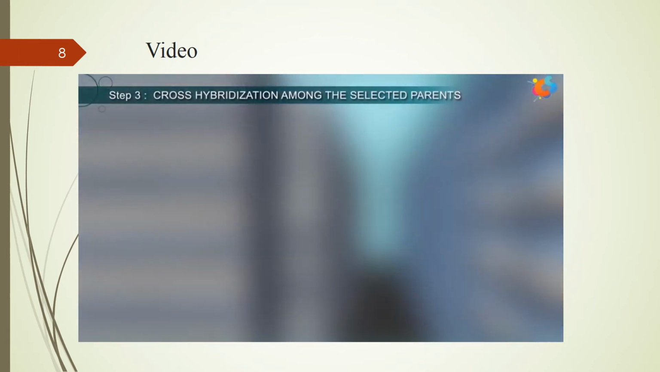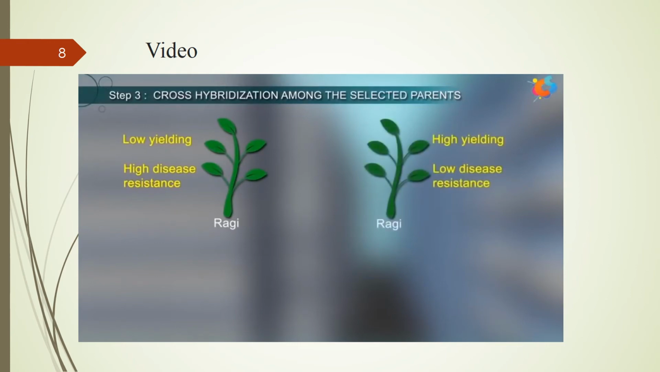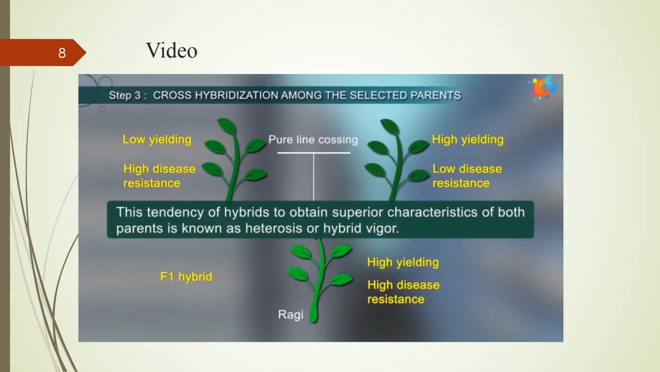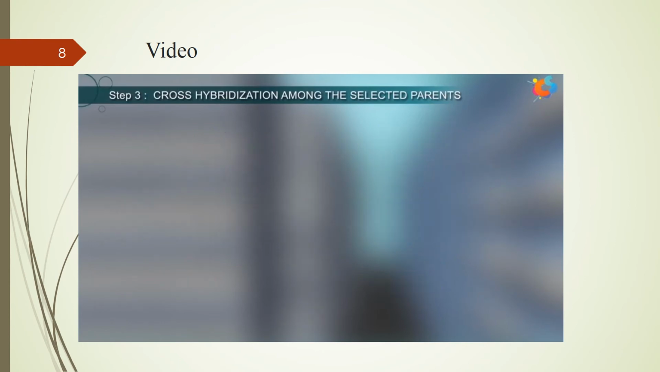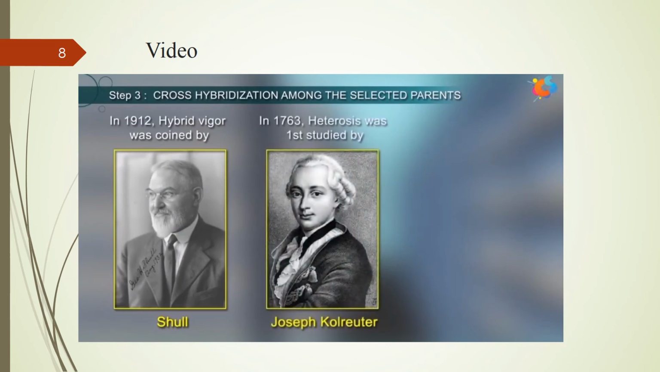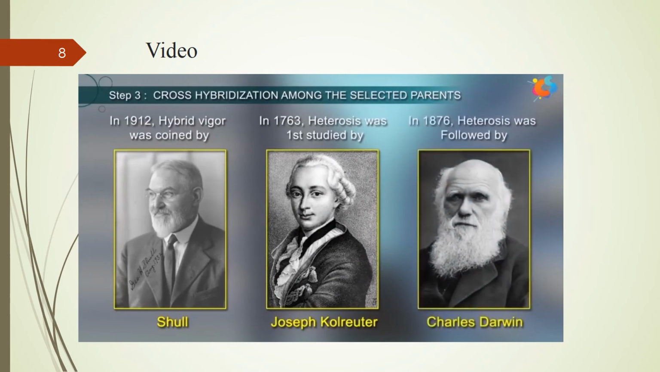For example, if we cross a low-yielding, highly disease-resistant ragi plant with a high-yielding, low disease-resistance ragi plant, since the parents that are crossed are pure line, the F1 hybrid obtained will have superior characters of both the parents. The progeny here will be a high-yielding and highly disease-resistant ragi plant. This tendency of hybrids to obtain superior characteristics of both parents is known as heterosis or hybrid vigor. The term was coined by Shull in 1912. However, heterosis was first studied by Carl Reuter in 1763, followed by Darwin in 1876.